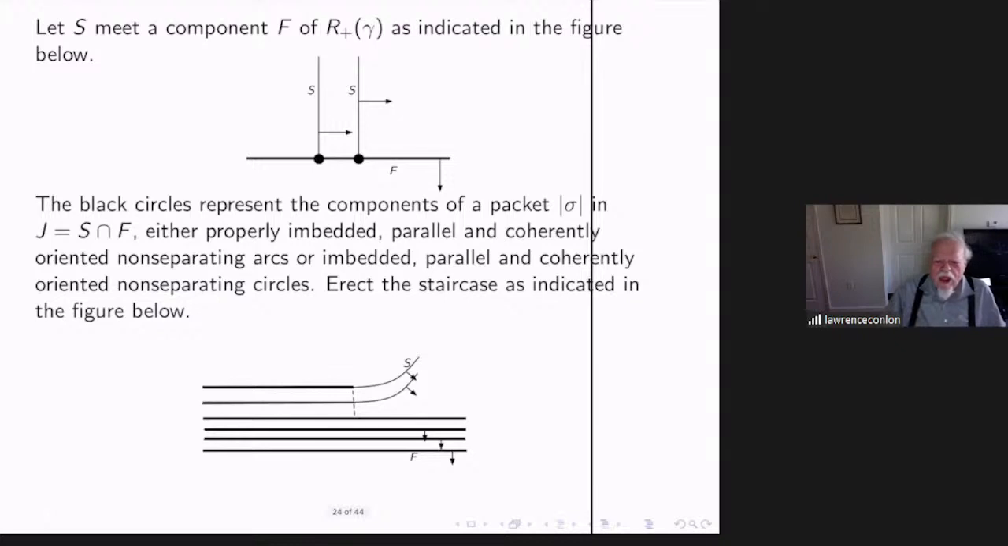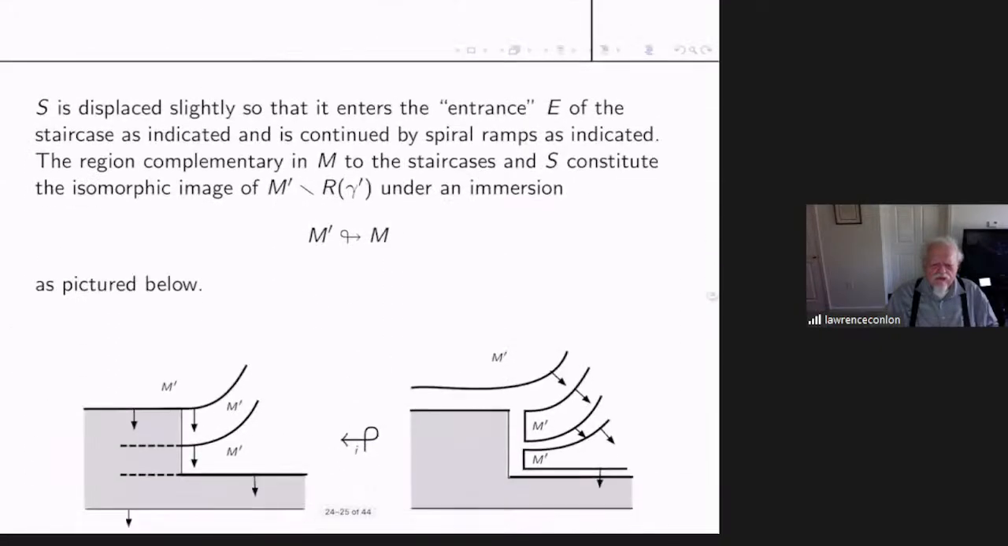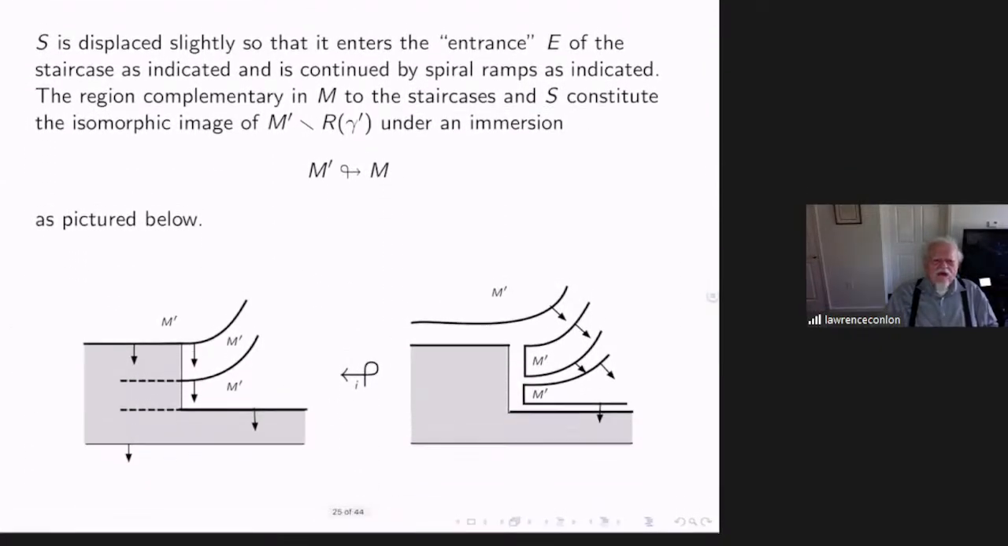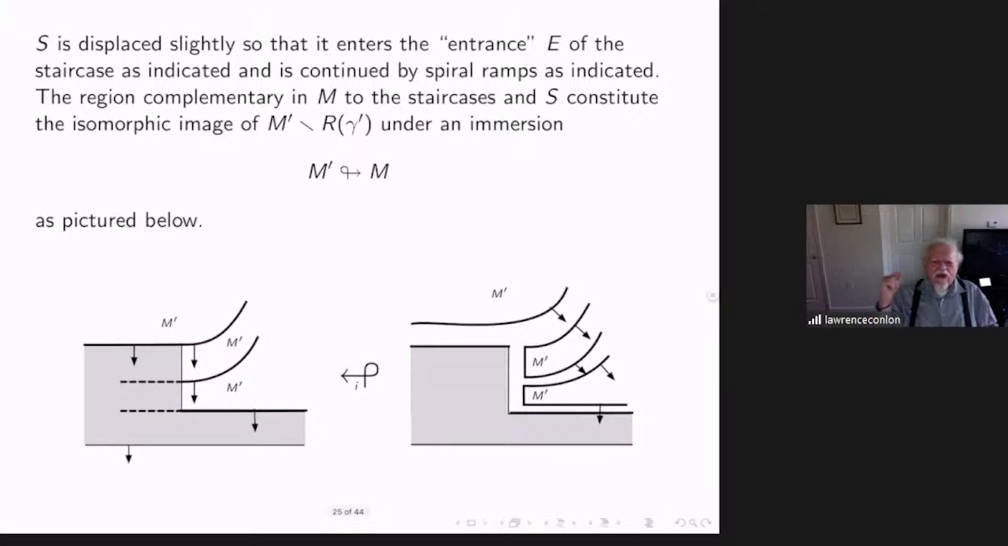Now, where S meets F, we erect the staircase and we deflect S so that it meets the entrance of the staircase as indicated there. Okay, next slide. Now, so I've slightly displaced S so that it enters the entrance.